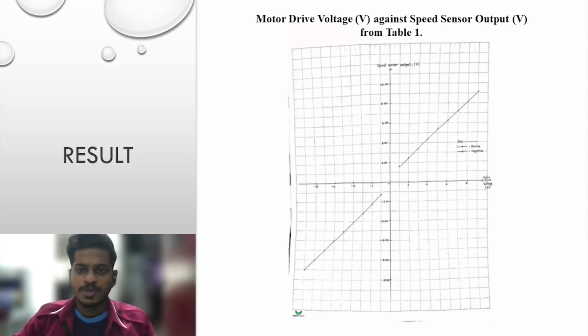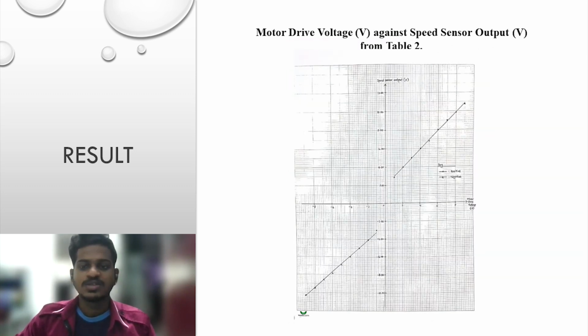The result of the experiment is obtained by plotting a graph using the data we obtained from the experiment. The first one is using the disengaged motor drive voltage against speed sensor output voltage. It shows a linear positive and linear negative graph, and the difference between the linearity is lower. While for the engaged clutch, the motor drive voltage against speed sensor output shows a linear positive and linear negative graph, but there is a difference between positive and negative in the speed motor output. Thank you.